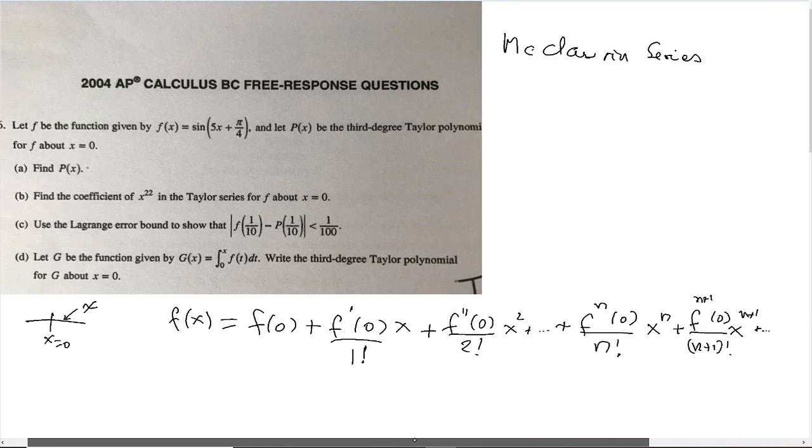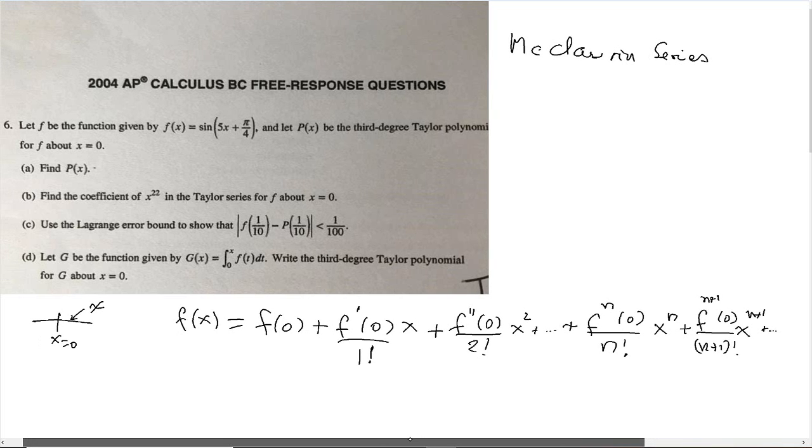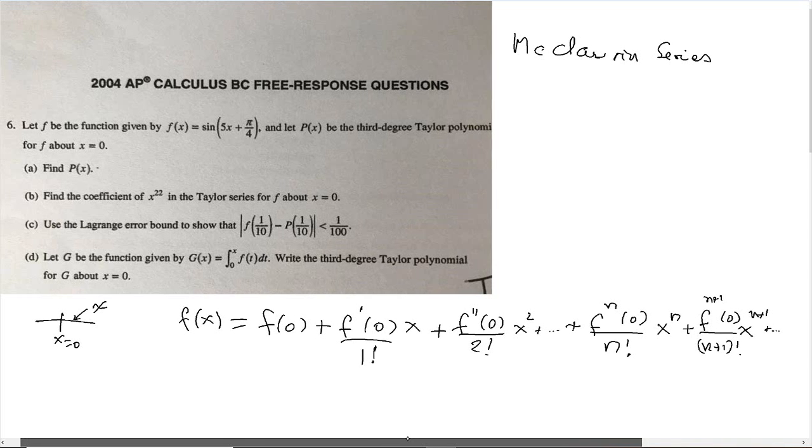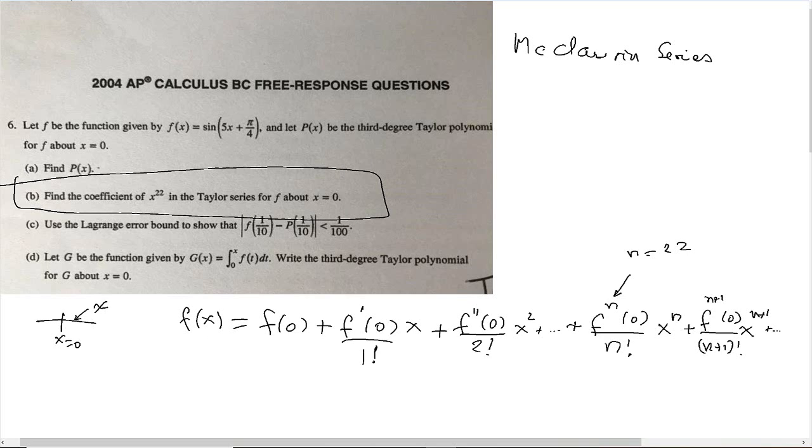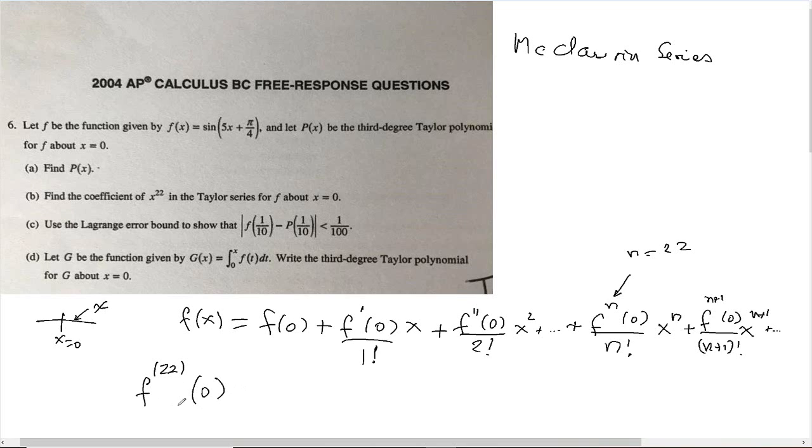Okay. Find the coefficient of x to the 22 in the Taylor series. It means in the Maclaurin series. This is n equal 22. Find the coefficient of x to the 22. This coefficient is going to be this derivative at 0 over 22 factorial, times x to the 22.